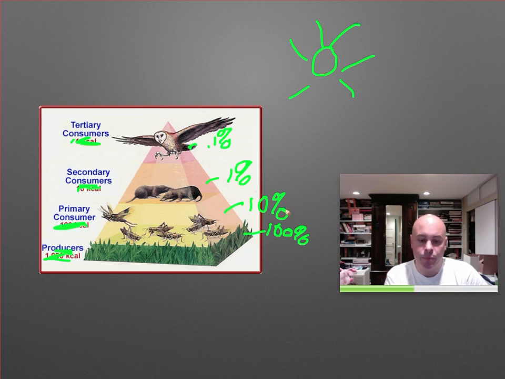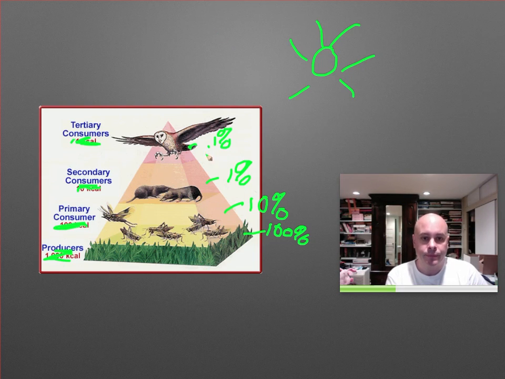Why the other 90%? Well, each organism has to use energy to survive, right? They use it for their metabolic activities, to pump their hearts, to digest their food, to walk, to run, to fly, to jump, whatever. So they need energy to do that. So this is showing the stored energy that can be transferred from one trophic level to the other.